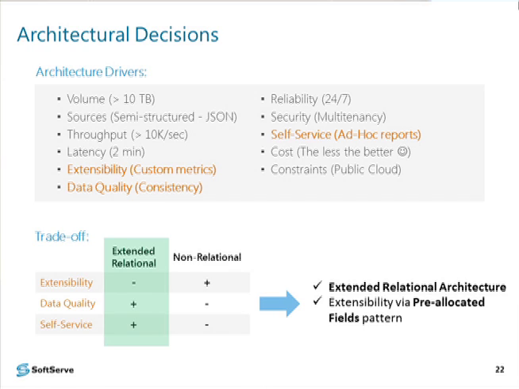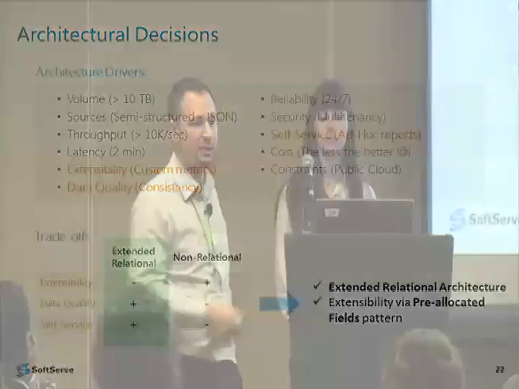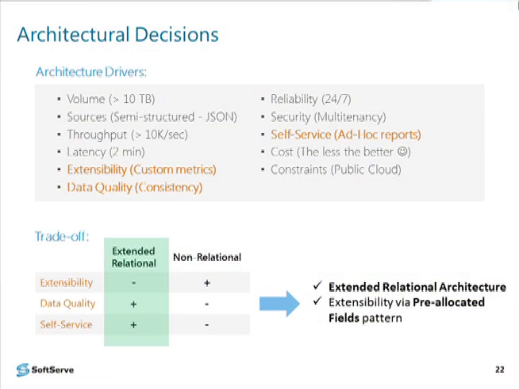So the trade-off shows that there are two wins, at least in data quality and self-service, for extended relational, and at the same time there is a con in extensibility, where non-relational has a great advantage. So it means that we need to do something with this con, right? So, taking the extensibility pattern in the relational world, which is pre-allocated fields, we could overcome this issue. We could work around it. And by the way, column-oriented architecture allows you to add many columns compared to traditional RDBMS without significant performance degradation.